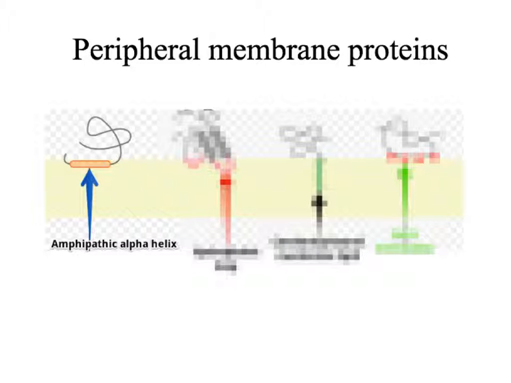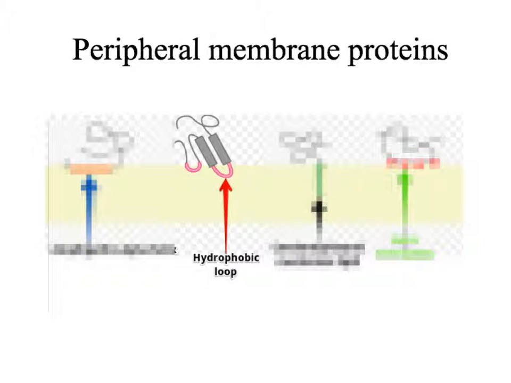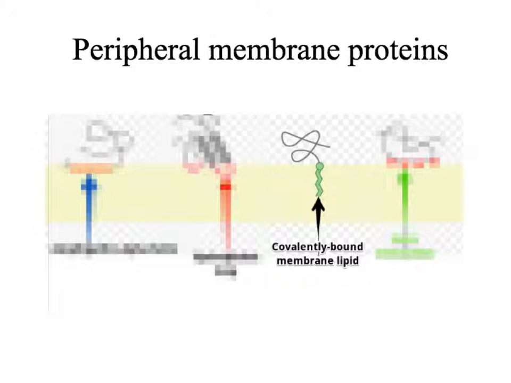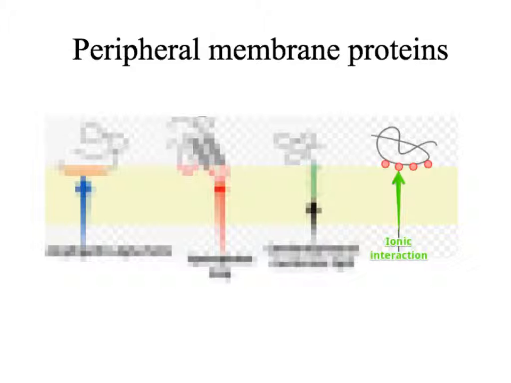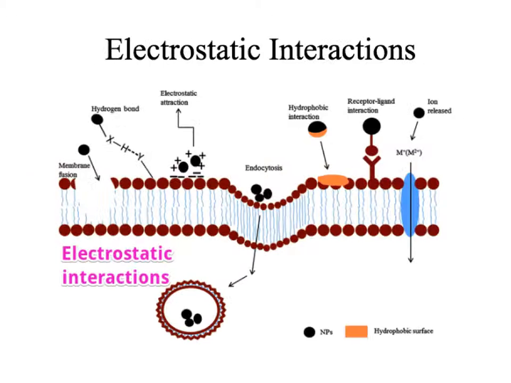The following are different types of interactions between the monotopic membrane protein and the membrane. First is the interaction by an amphipathic alpha helix parallel to the membrane plane. There is an in-plane membrane helix. The second one is an interaction by a hydrophobic loop. Third is the interaction by a covalently bound membrane lipid, called lipidation. And finally, the electrostatic or ionic interactions with membrane lipids.